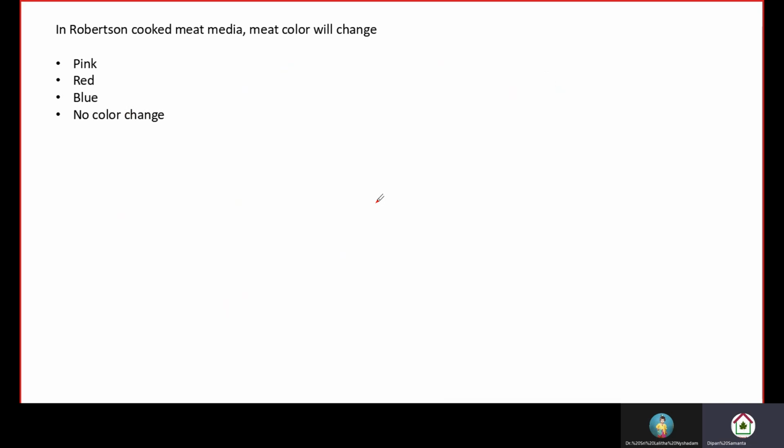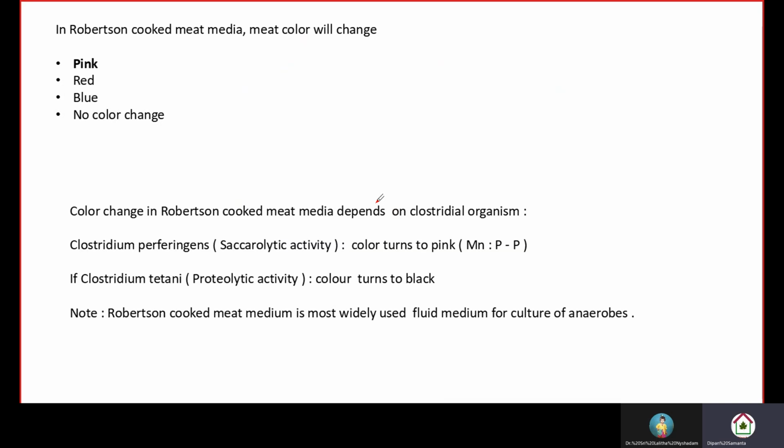Okay, next question. In Robertson cooked meat media, meat color will change into pink, red, blue, or no color change. So the answer is pink. Color change in Robertson cooked meat media depends on the clostridial organism. Clostridium perfringens, the color turns to pink. And in C. tetani, the color turns to black. So this color change should be remembered.